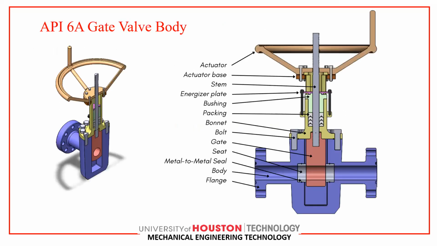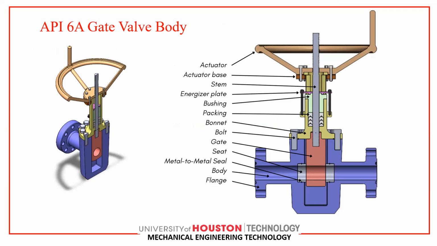So in these slides, I'm going to talk about and show different components of the gate valve from the top to the bottom. The topmost part is the actuator. We know the actuator is the part to regulate the gate, to open and close the gate. The actuator is connected to the stem, and then the stem is connected to the gate. In our project, the stem is threaded with the gate.